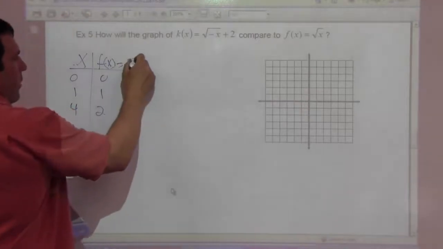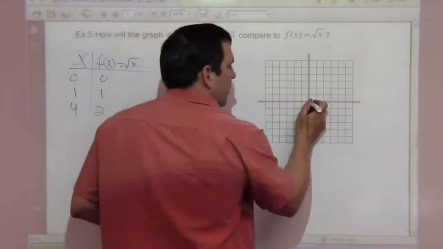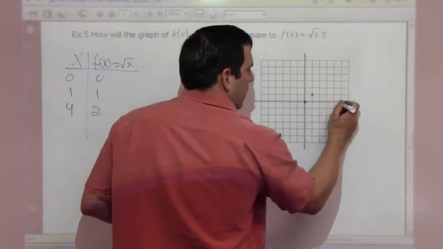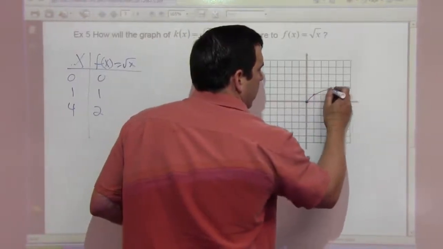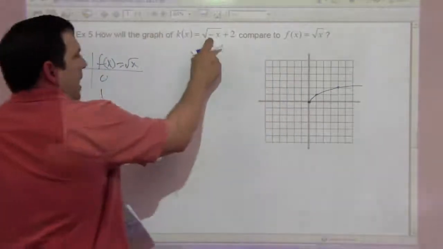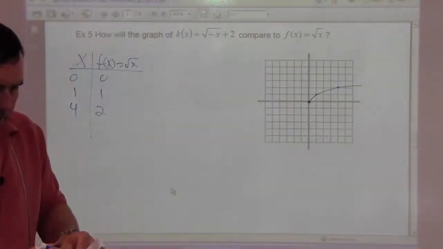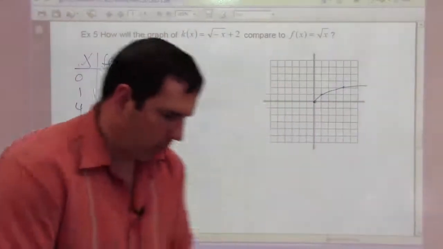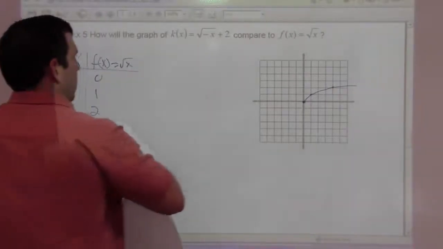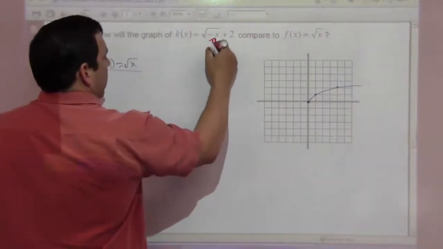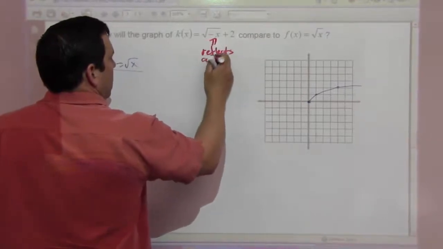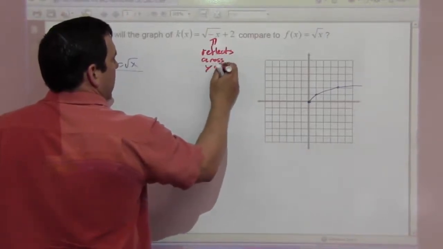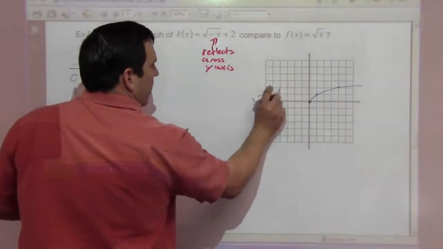Let's talk about the square root of x. Looking at this kind of a curve. But what's happening with the k of x? Change to red, I think it shows up better. So this negative here reflects across the y-axis. So it'll come over here.